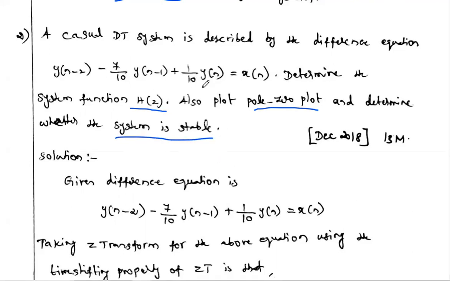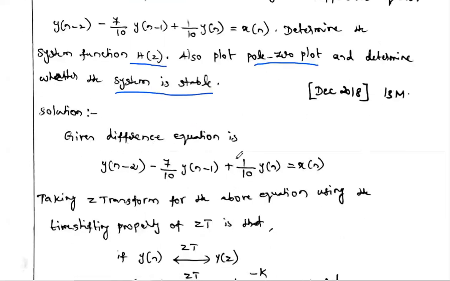One is the system function. Then, for the system function, we have to draw the pole zero diagram. That's the second thing. And the third one is, from the pole zero diagram and the ROC diagram, we can check whether the given system is stable or not. Okay, so first we have to write the given difference equation.